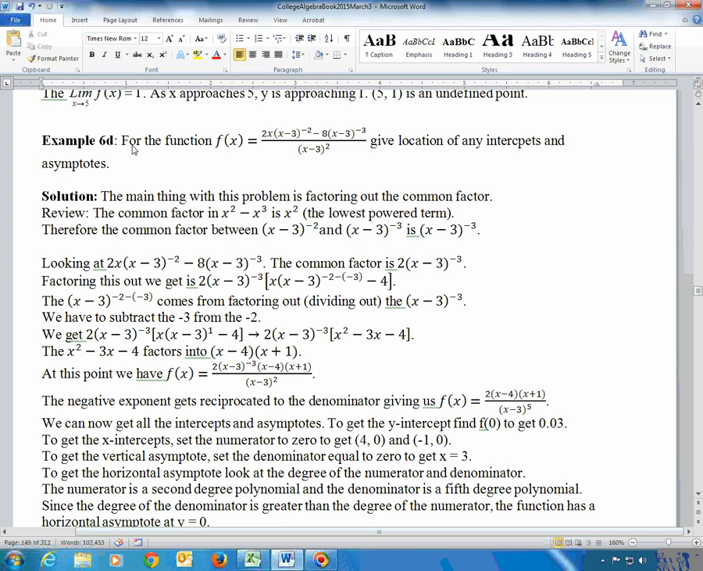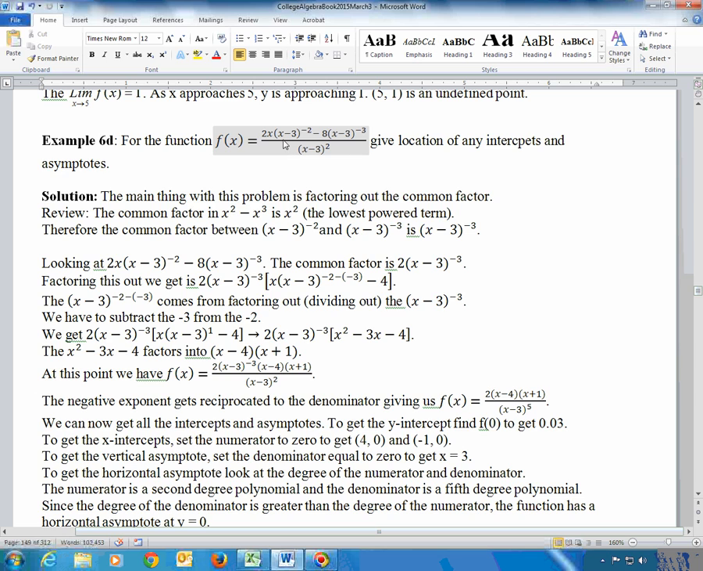Okay, 6D here says for this function, give the location of any intercepts and asymptotes, and we might, I don't know if we really need to graph it, but let's go ahead and do it. So now the first thing is, notice that this is not a bunch of factors multiplied together here. It's separated by a plus or minus sign. So what you need to do is factor out the common factor.